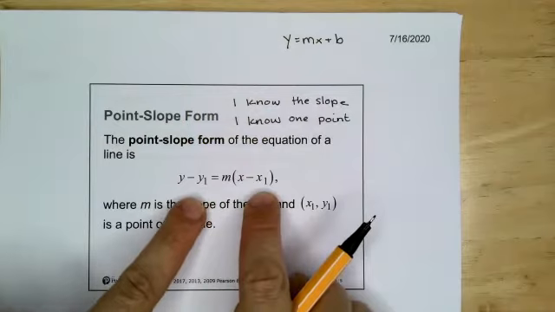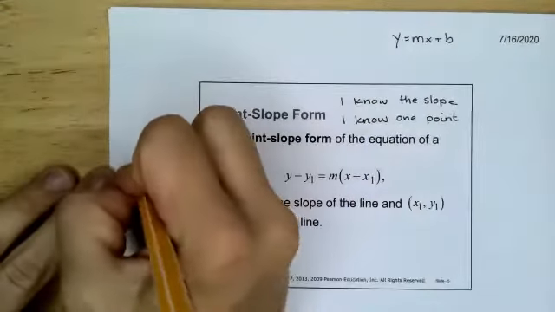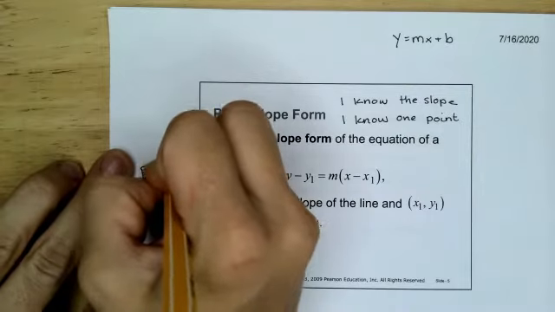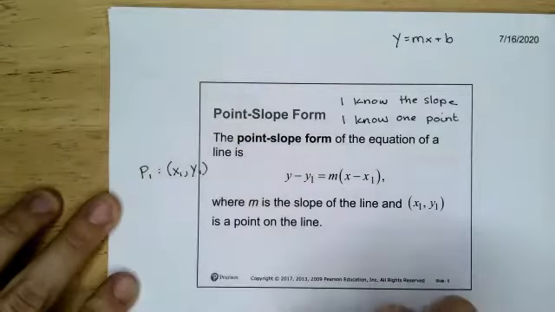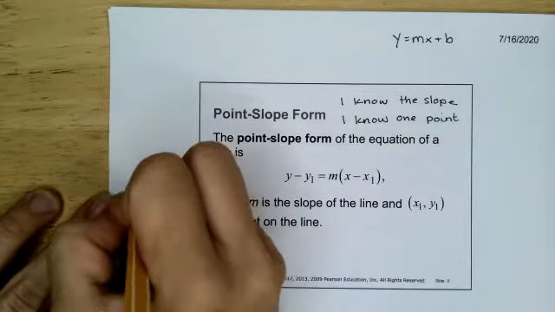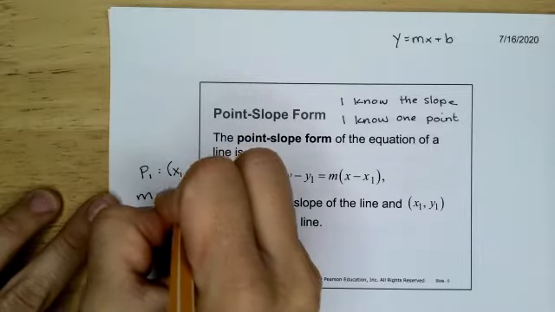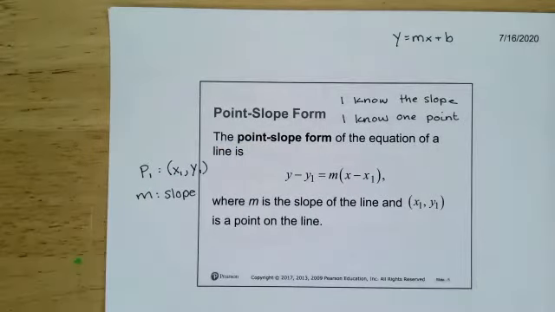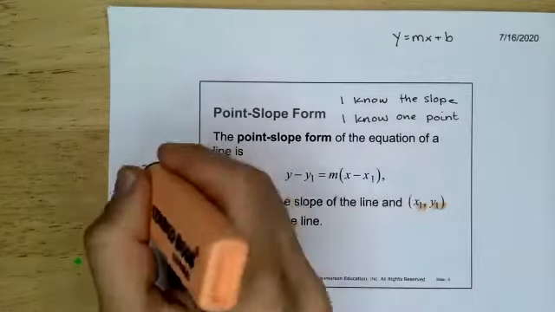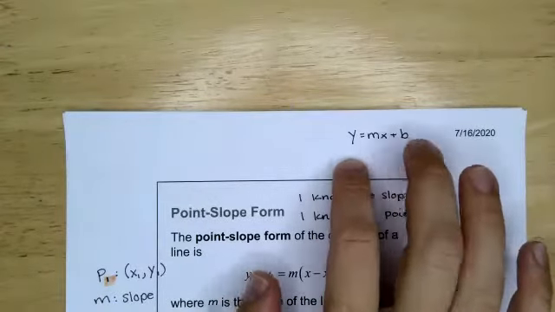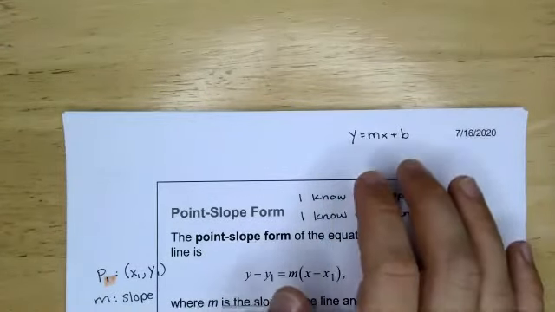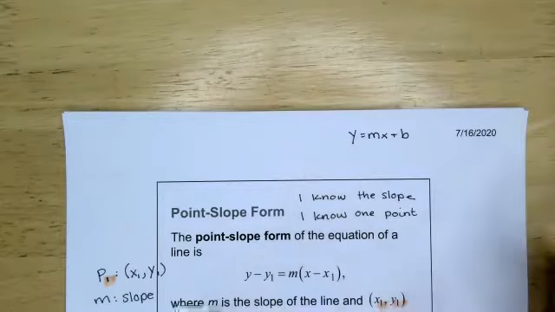Y1 and x1 here are the x and y of a point. So point 1 will have an x1 and a y1 value. That's the one point I know. And then m will just be slope. m is the slope, and (x1, y1) is a point on the line. The only reason they have ones here is because we're talking about one point, and to differentiate them from the x and y that is always part of the equation.